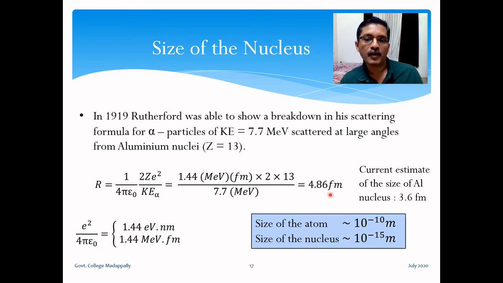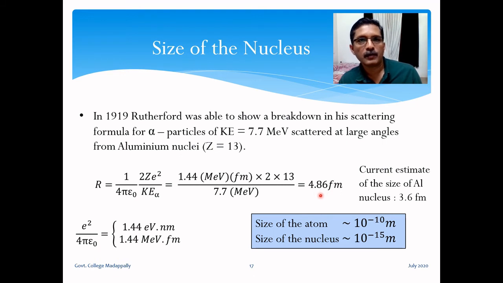So it gives an upper limit at the best. It gives an upper limit of the radius of the aluminum nucleus. And see, the current estimate of the size of the aluminum nucleus is 3.6 femtometer. So this is a very good estimate in that sense.